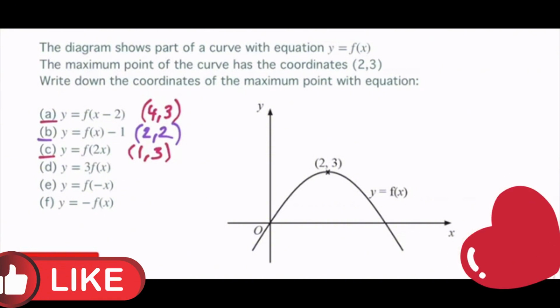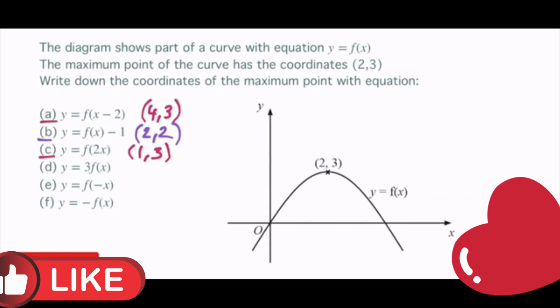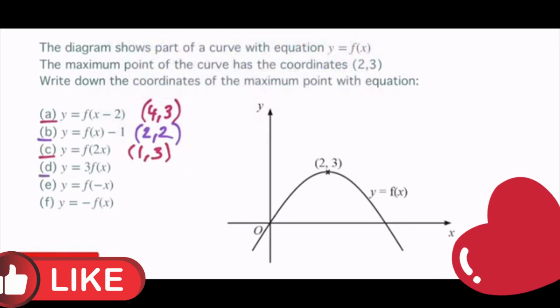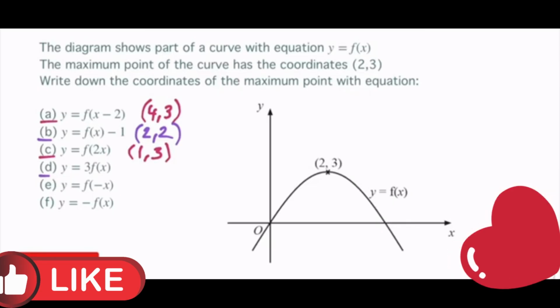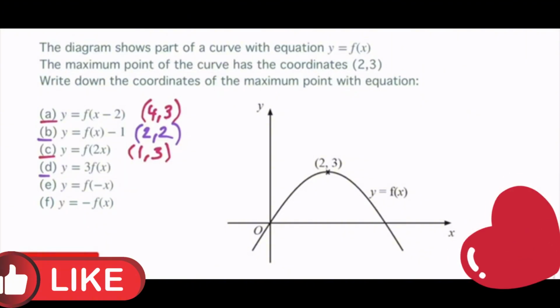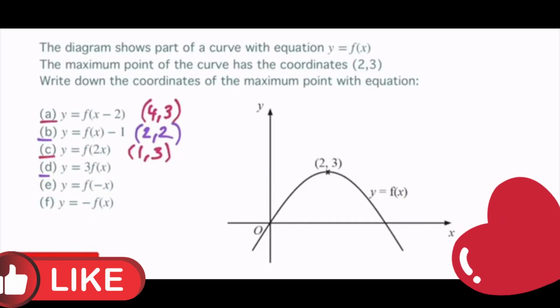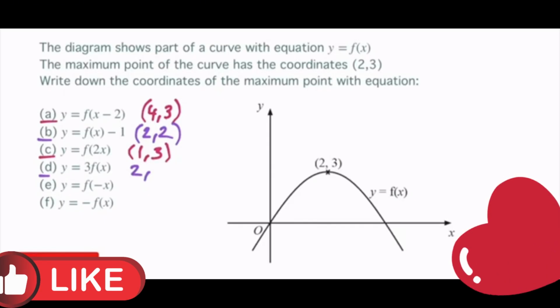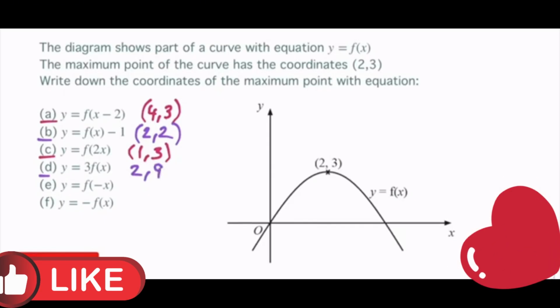Let's have a look at the other scenario where it's outside the bracket. So 3 lots of f of x for part D here. Let's have a look at what this does. So it's outside the bracket, it affects y, we're multiplying it by 3. So it does what we'd expect, it makes it 3 times bigger, but it affects the y coordinate this time because it's outside the x bracket. So the x coordinate is unchanged and the y coordinate, currently 3, gets multiplied by 3 and becomes 9.